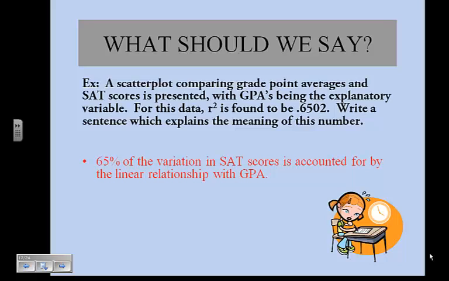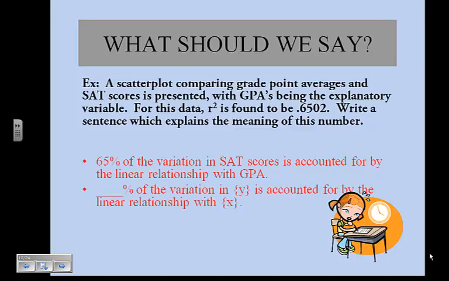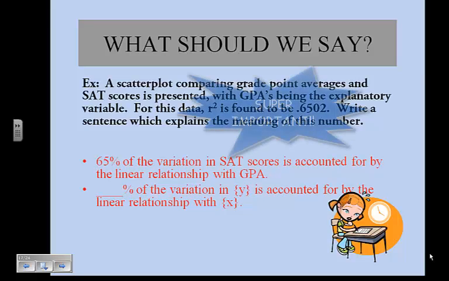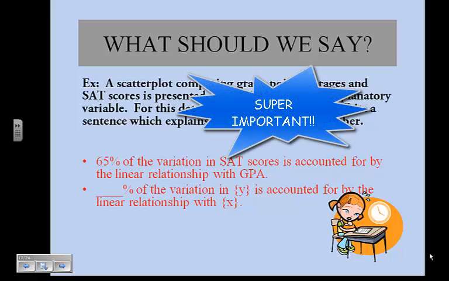Here's what I would want you to write. 65%, that's your r squared, of the variation in SAT scores, SAT scores being your y variable, is accounted for by the linear relationship with GPA. That's what I want you to write. A generic form: blank percent of the variation in y is accounted for by the linear relationship with x. You should write that down. Don't deviate from the script. Don't get cute. Stick with the format.